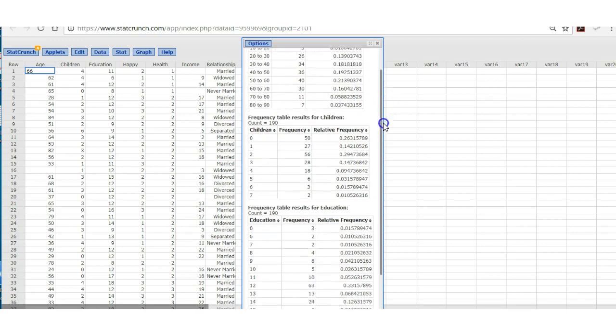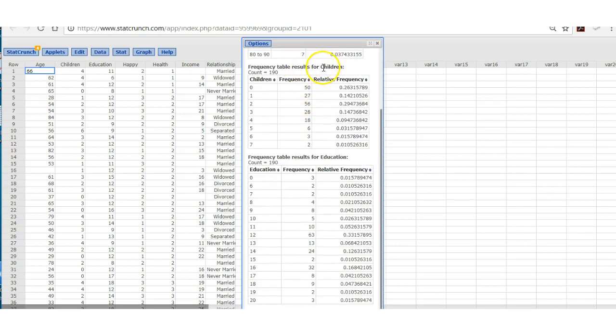The next one is the children variable. And this one just had a few discrete values because this was something that answered the question, how many? How many children do you have?